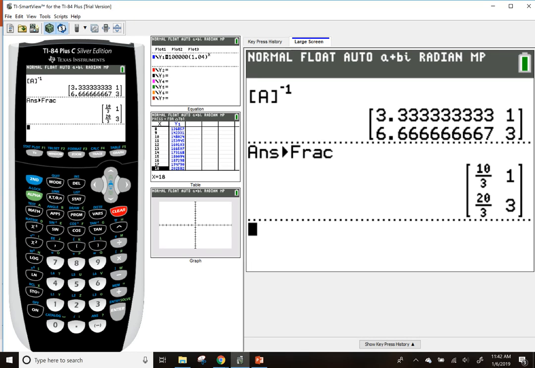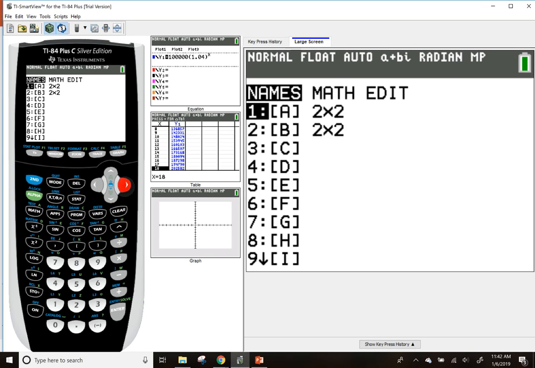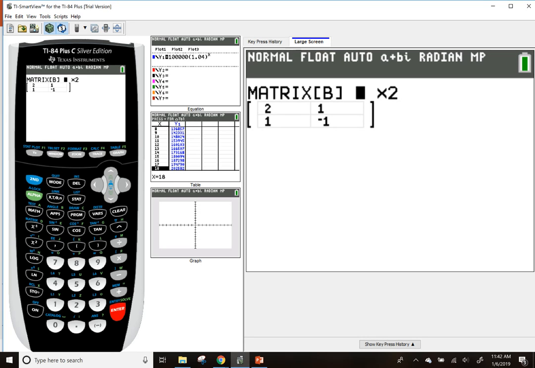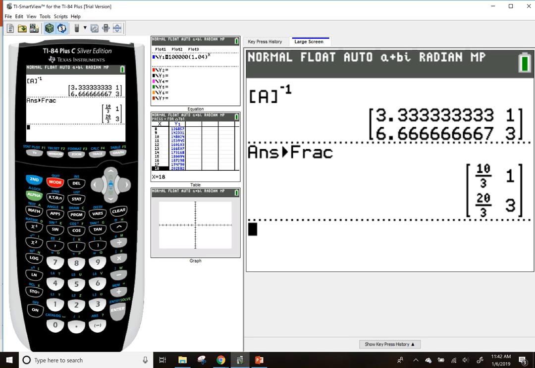Oops, that's not what I wanted. I always forget to go to the edit thing. Nope, wrong thing. Edit in for B, and it's a 2 by 1 matrix. So don't forget that. And it was 12, 3. All right, so now the calculator knows the matrix. I'm going to go back, and I'm going to take the answer because I need that answer, right? That 10 thirds, 1, 20 thirds, 3 thing. I'm going to choose that. So second and negative gives me that previous answer, that matrix.